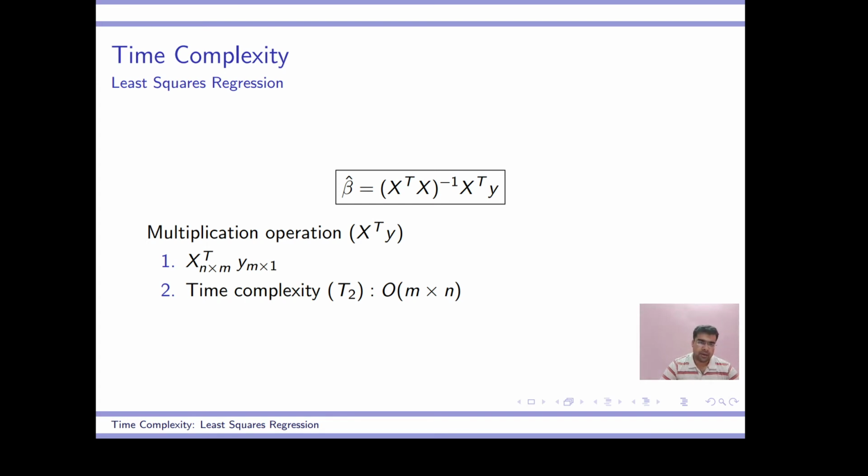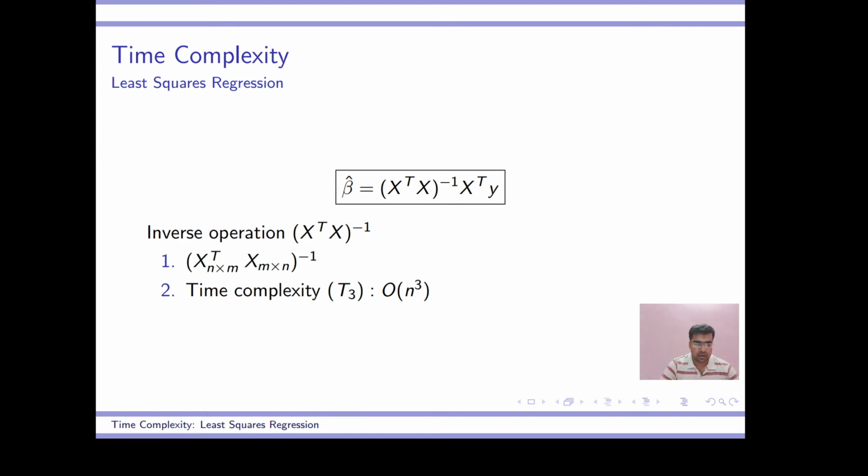Why am I getting m into n? I will be multiplying n with 1 and then finally with m. So n into 1 into m will be equal to order of mn. Okay, so this was the time complexity for the second multiplication operation, and the time complexity was order of mn.